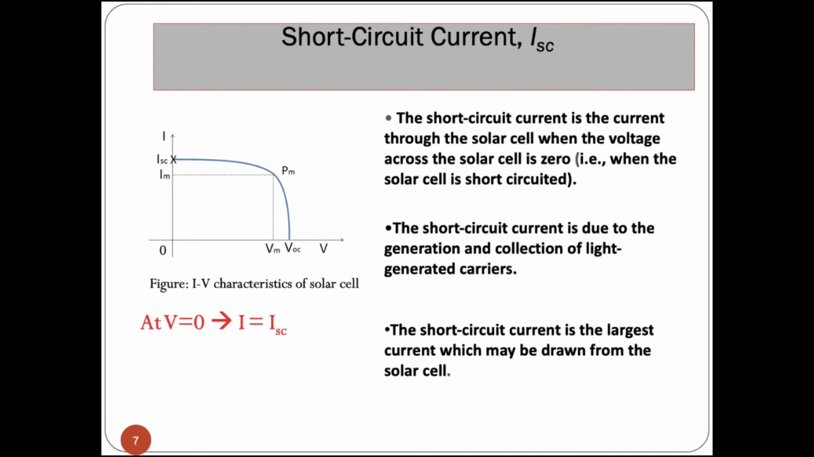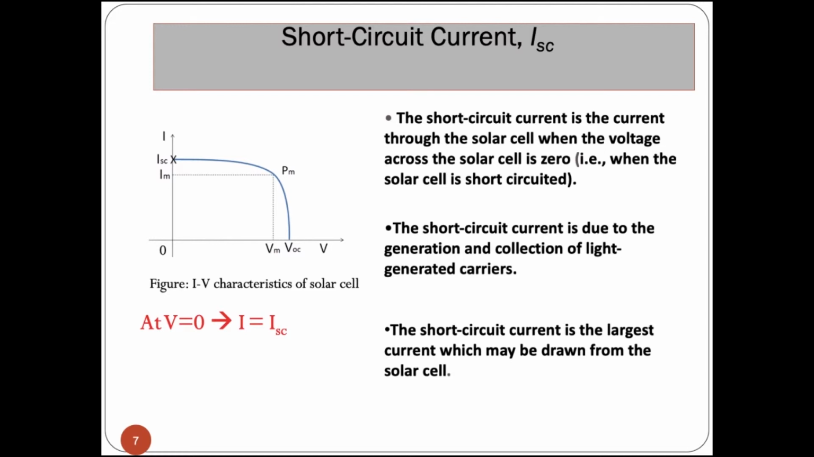The short circuit current is obtained by short circuiting a solar cell or module. In the figure you can see the IV characteristic of solar cell. The voltage is shown in x-axis and current is shown in y-axis. The short circuit current is the current through the solar cell when voltage across the solar cell is 0. Here in this IV curve shown in the figure, the point marked as X is shown as short circuit current ISC, and at V equal to 0, the I equal to ISC, that is short circuit current.